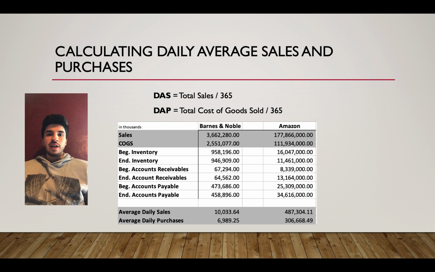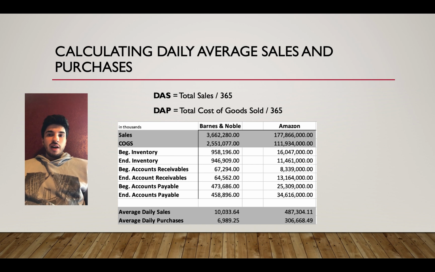To calculate average daily sales, you take their total sales and divide it by the number of days in the year. Assuming a 365-day year, we get the average daily sales of 10.3 million for Barnes & Noble and 487.30 million for Amazon.